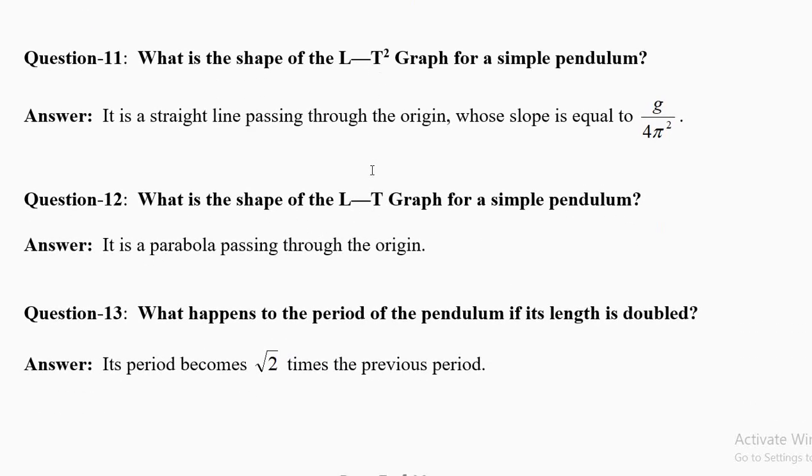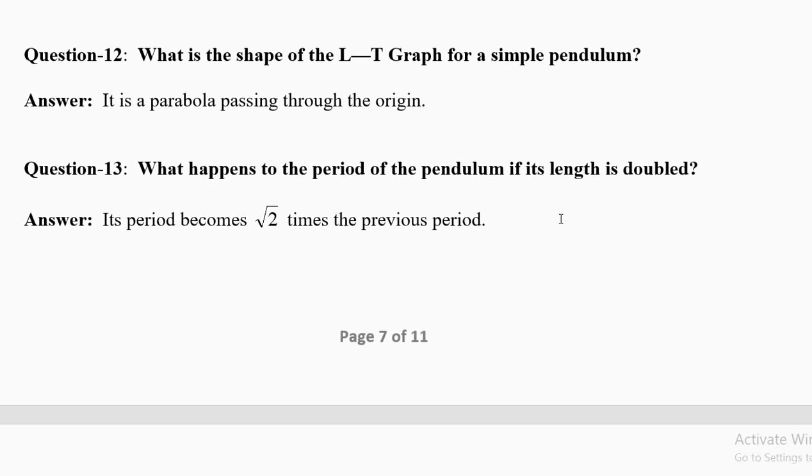Now, what is the shape of the L–T graph? This is L–T², this is L–T. It is a parabola passing through the origin. Ask your math teachers what a parabola is. You should know it. Check on the internet. Parabola. An exam question will come on this.